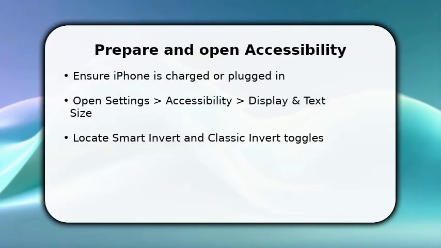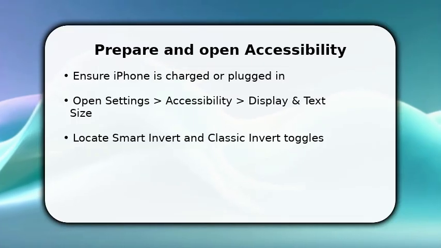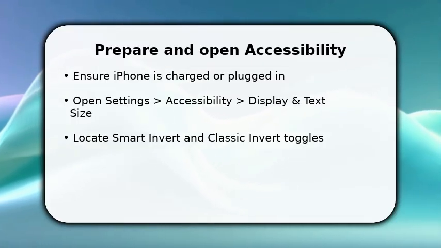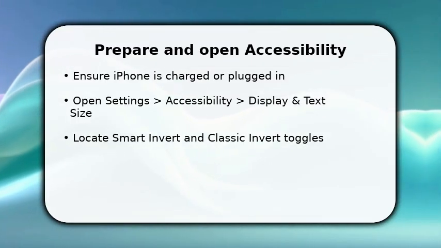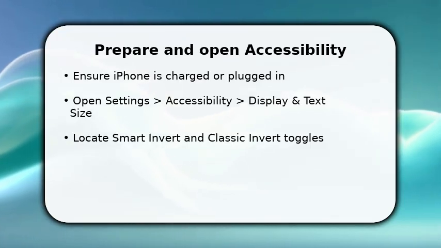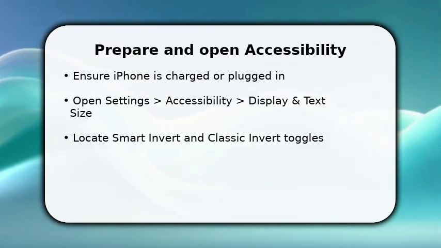You're starting now? Make sure the iPhone has enough battery or is connected so settings don't reset. Open Settings, tap Accessibility, then Display and Text Size. This gets you straight to color controls.